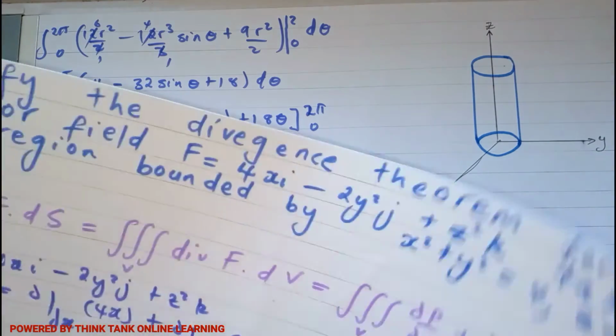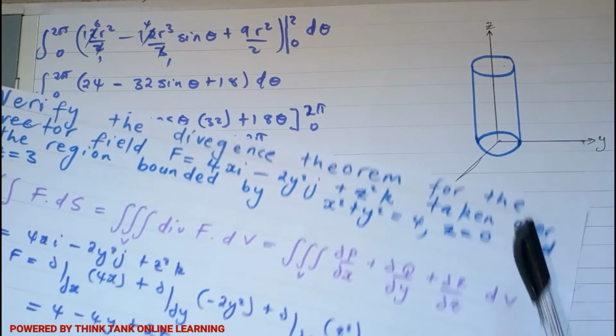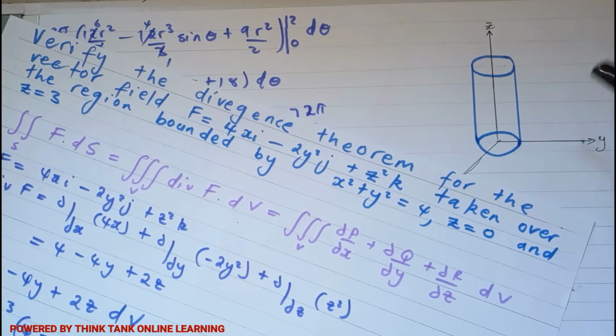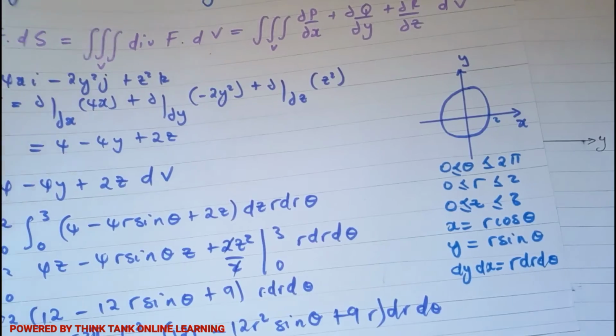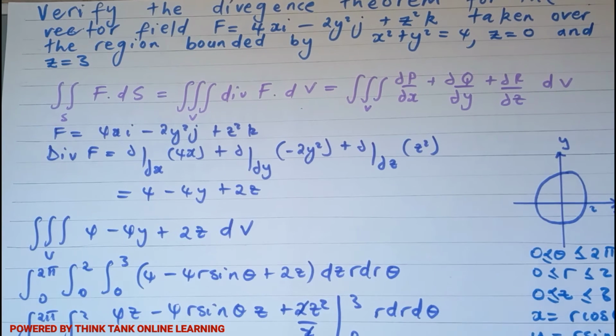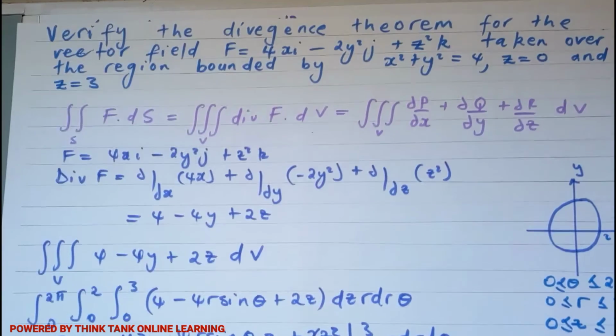You should be able to draw this. I think if we just sketch this region, this cylinder, it will be easy for you. First of all, remember we've discussed our limits, so I'm not going to talk about limits anymore. These are the limits: theta from 0 to 2 pi, the radius is 2, then z from 0 to 3. I'm going to use polar or cylindrical coordinates.